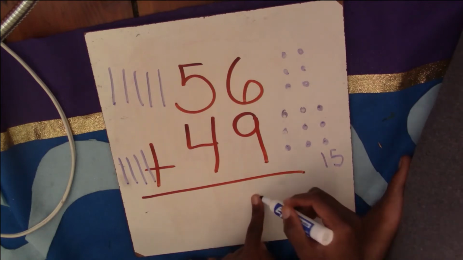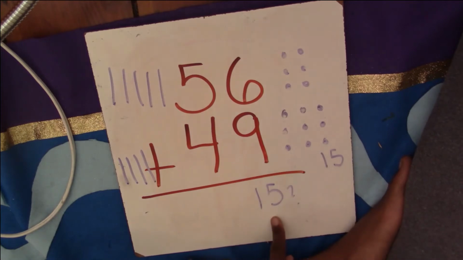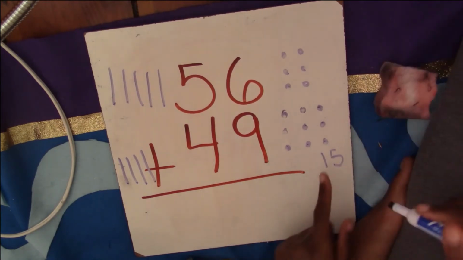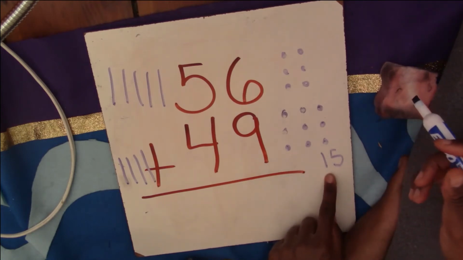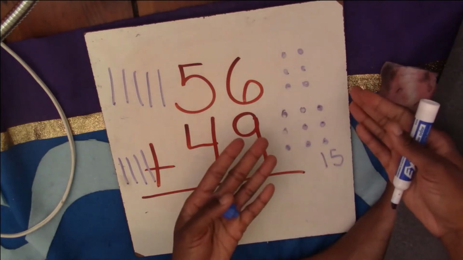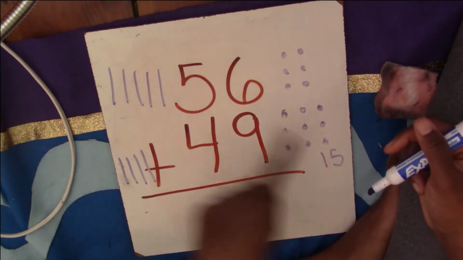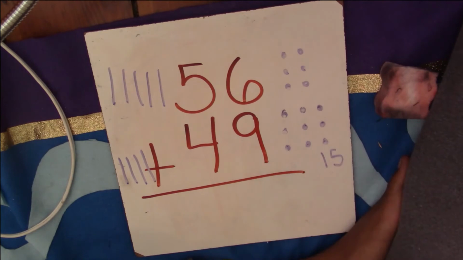Do I just write the whole 15 down here? No, I do not. So I'm going to regroup because I have at least one group of 10 over here. I need to add my 10s. Anything that's a group of 10 or over 10 needs to go with my other 10s. It's in the wrong section. So I'm going to regroup 10.